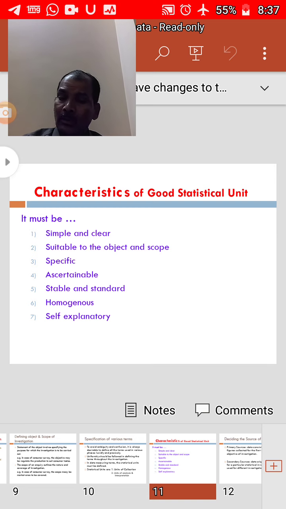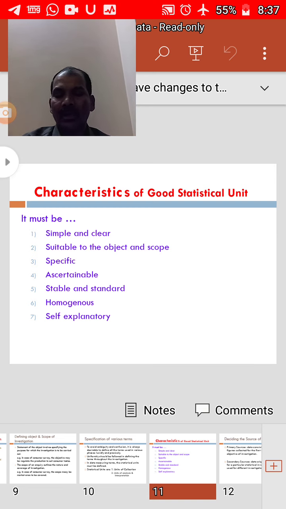And next, it must be specific. The statistical unit used in the investigation must be specific. If the unit is not specific, it can be misunderstood, and thus data collected in terms of such units may suffer on account of inaccuracies. In case of arbitrary units, care must be taken to assign specific meaning.